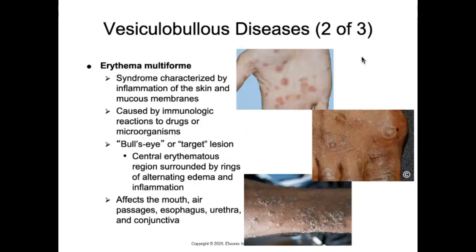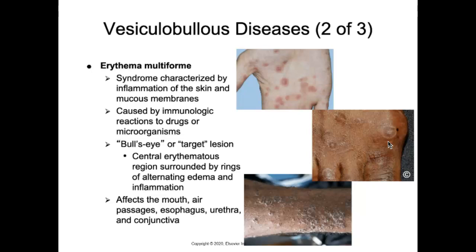The other disease we're going to discuss is erythema multiforme, which is a syndrome characterized by inflammation of the skin and the mucous membranes, and it's caused by an immunologic reaction to drugs or microorganisms such as herpes simplex virus that is going to target the small blood vessels within the skin or the mucosa. What is pretty distinctive about this is that it forms a bullseye. You could kind of see this one is probably the best example of it, a bullseye or a target type of lesion with a central erythematous region surrounded by a concentric ring of alternating edema and inflammation.